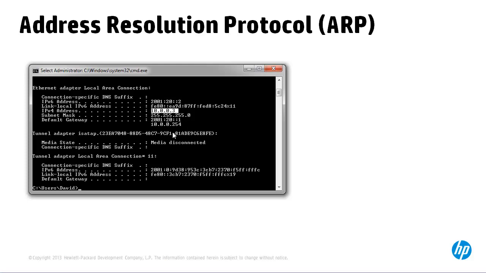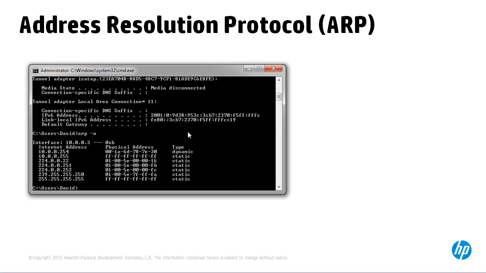That's my IPv6 address, but we're only concentrating on IPv4 in this example. Notice I have a default gateway set to 10.0.0.254. So my ARP cache shows a mapping of my default gateway's IP address to a MAC address. My IP address once again is 10.0.0.3. So ARP -d will allow me to delete the ARP entries in my local ARP cache.